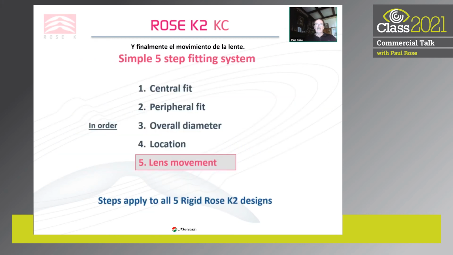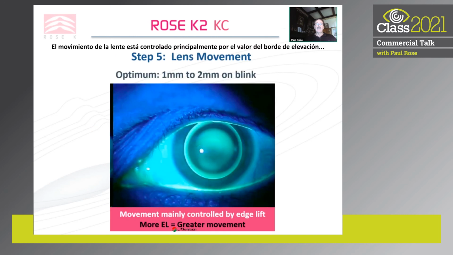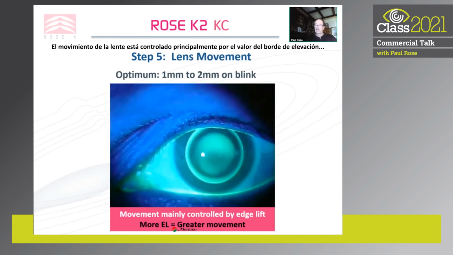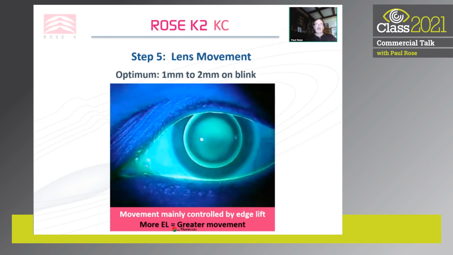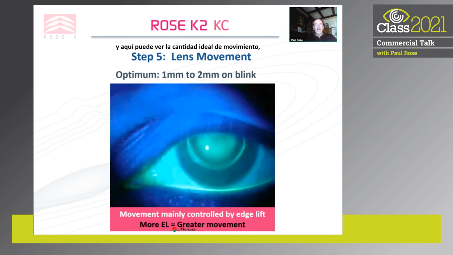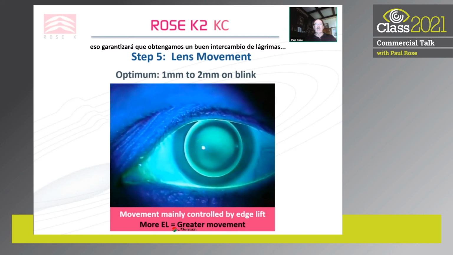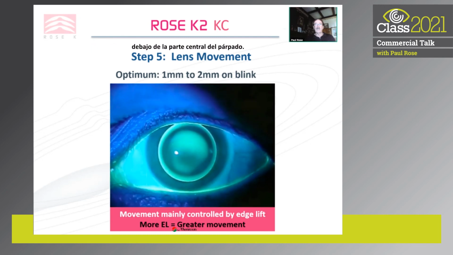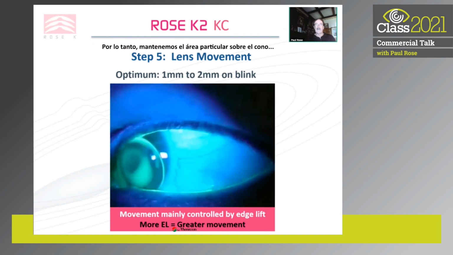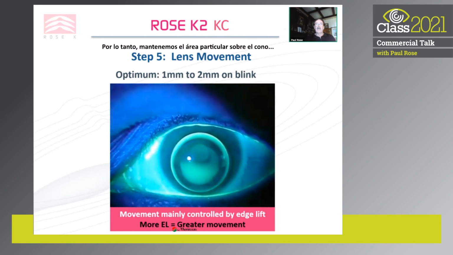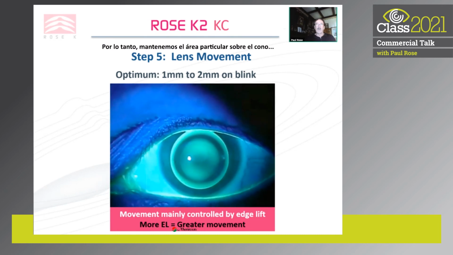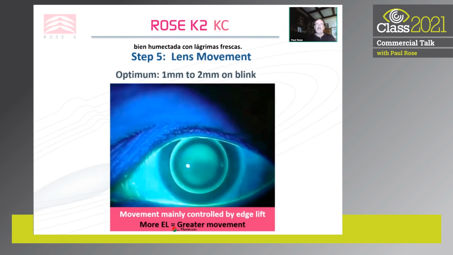And finally, the lens movement. Lens movement is mainly controlled by the edge lift value. And here you can see ideal amount of movement. That's going to ensure that we're going to get good tear exchange underneath that central part of the lens, so we keep the particular area over that cone well replaced with fresh tears.